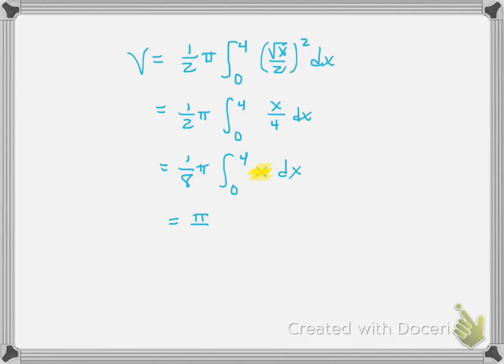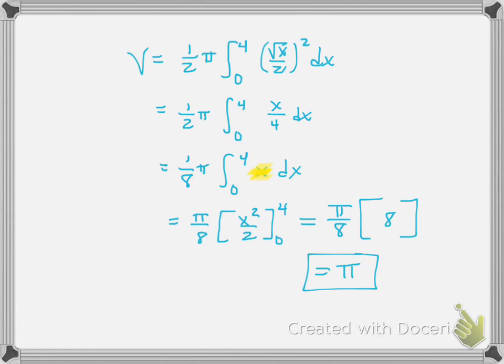So we have pi over 8 out here. We integrate, that becomes x squared over 2, just like with the square. We evaluate it from 0 to 4. Now we already know the answer from the square when we evaluated from 0 to 4. That was 8. So if we multiply that times pi over 8, the volume now is pi. So a completely different volume because we're using completely different cross sections.